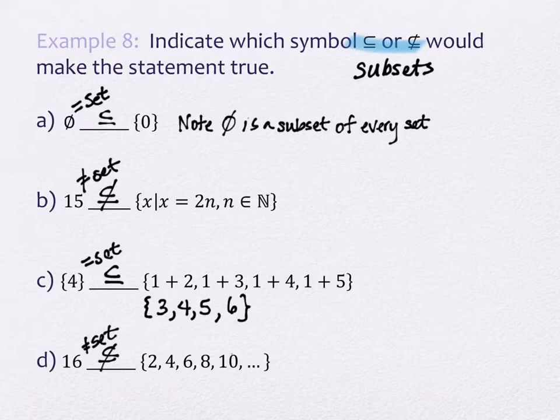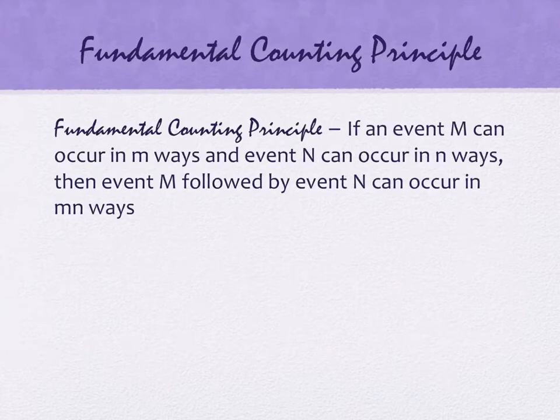Okay, the last thing that we're going to take a look at today is called the fundamental principle of counting. The fundamental counting principle says if an event capital M can occur in little m ways, and the event capital N can occur in little n ways, then event M followed by event N can occur in m(n) ways. Okay? We actually did an example of this already. Let me go back to the example we did and show you how we used it.